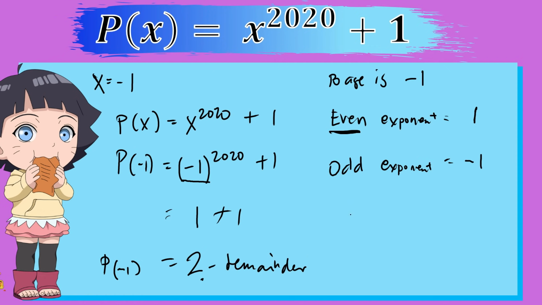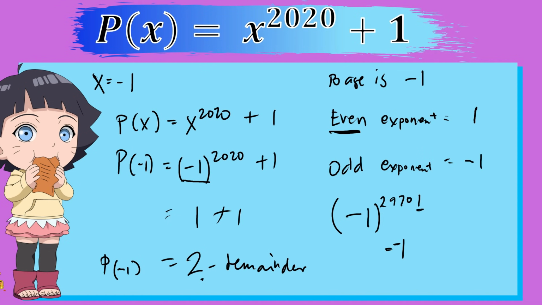So kunwari po, we have negative 1 raised to 29,701. Negative 1 ang base. Ano ang exponent? Is it odd or even? Okay po, since ang exponent dito ay odd number kasi nagtatapos siya sa 1, so therefore, ang sagot dito ay positive 1, or negative 1 rather, kasi odd number nga yung exponent.